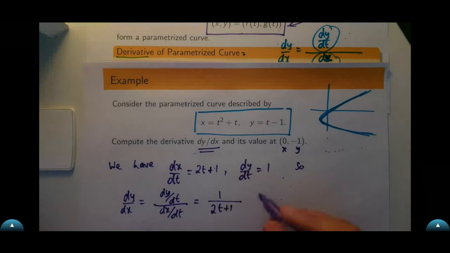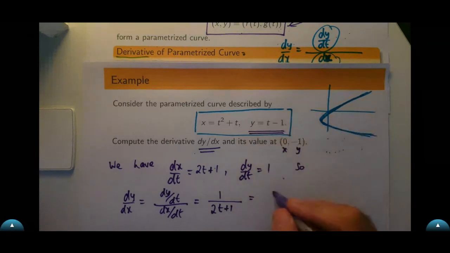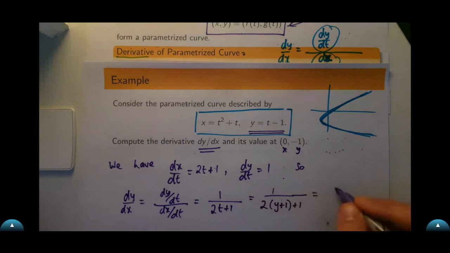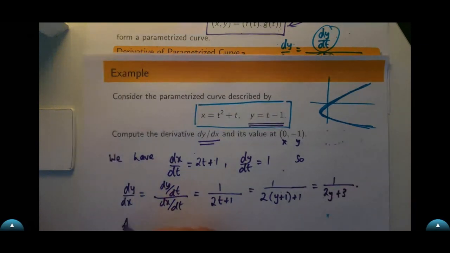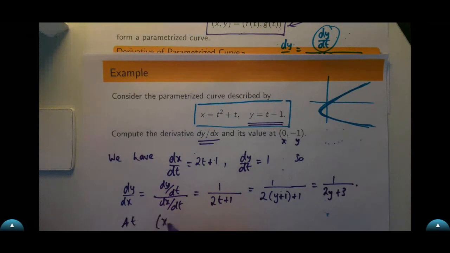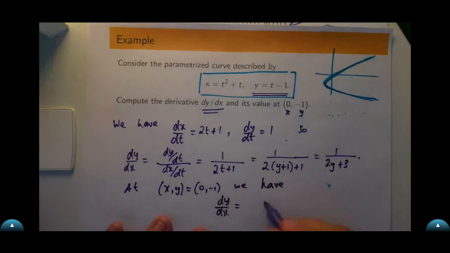Okay? So if you want to get it back in terms of x and y, you can use this to isolate t, and then we can write it in terms of y. So we're going to get 2y plus 3. Okay, so when x equals 0 and y equals negative 1, you can just put that in there and you finish the question. Okay, so y equals negative 1. So that'll be negative 2.